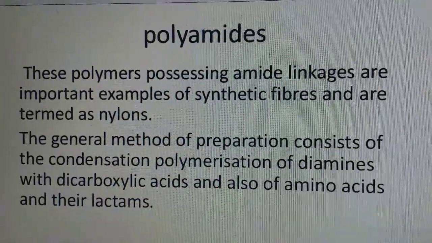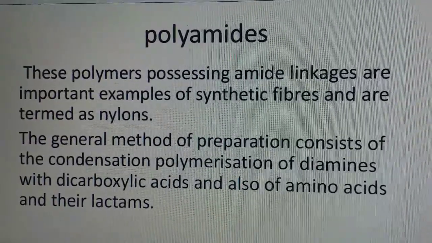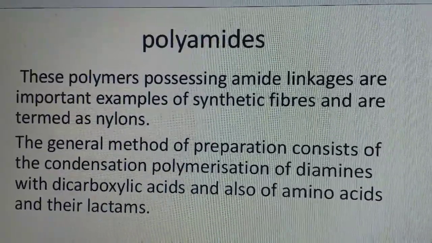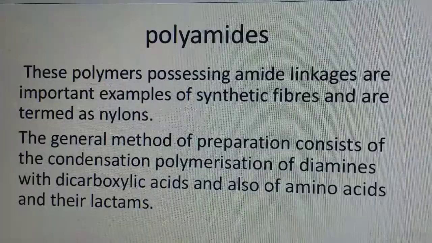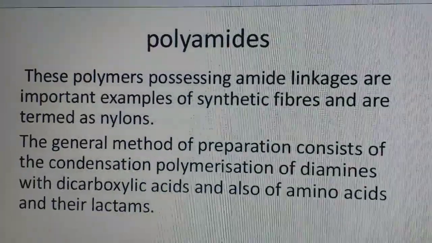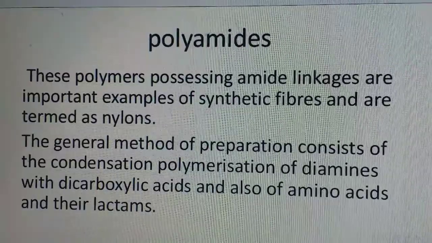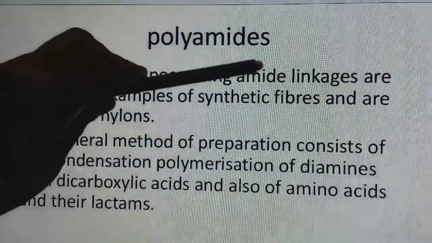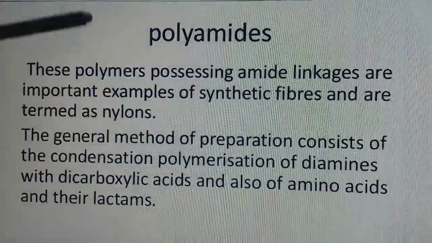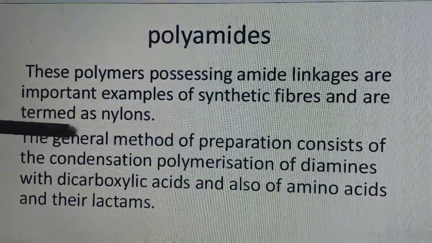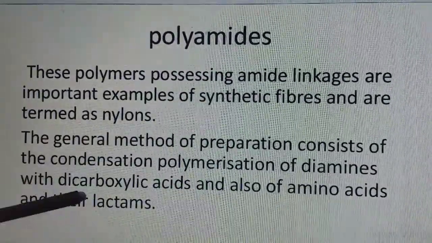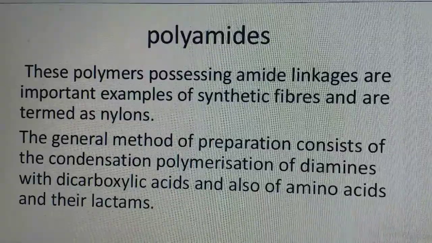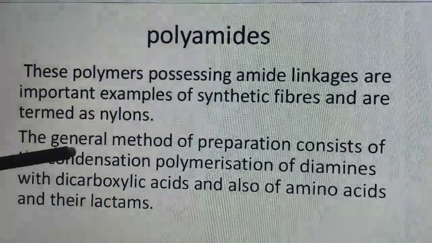Next is polyamides. These polymers possessing amide linkages are important examples of synthetic fibers and are termed nylons. The general method of preparation consists of the condensation polymerization of diamines with dicarboxylic acids and also of amino acids and their lactams. So polyamide means amide linkage, that is CONH linkage, and it is obtained by condensation between diamines and dicarboxylic acids. So only bifunctional or trifunctional groups undergo condensation. We discussed already what is a condensation polymer.